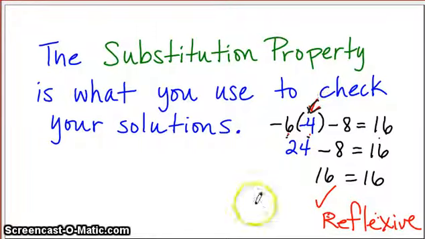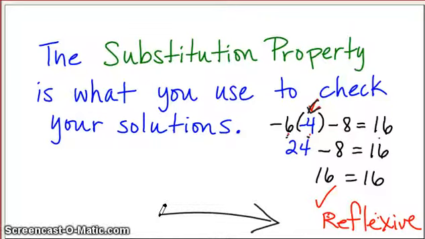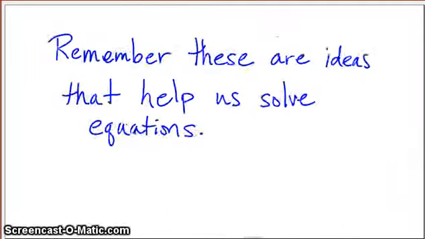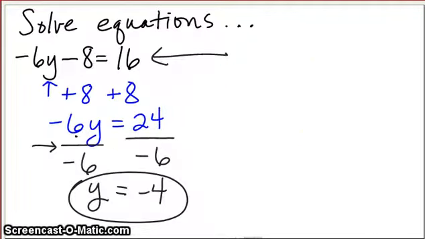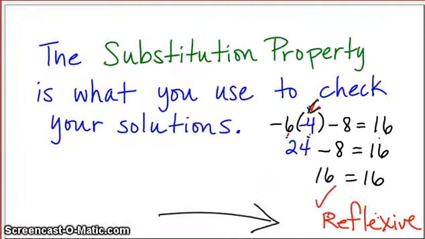That's an example of the reflexive property. The reflexive property tells you, hey, you have a true statement. That's the use of the reflexive property. So that negative 4 value that we got right here was true because of our check step. The reflexive property showed us that that was right.